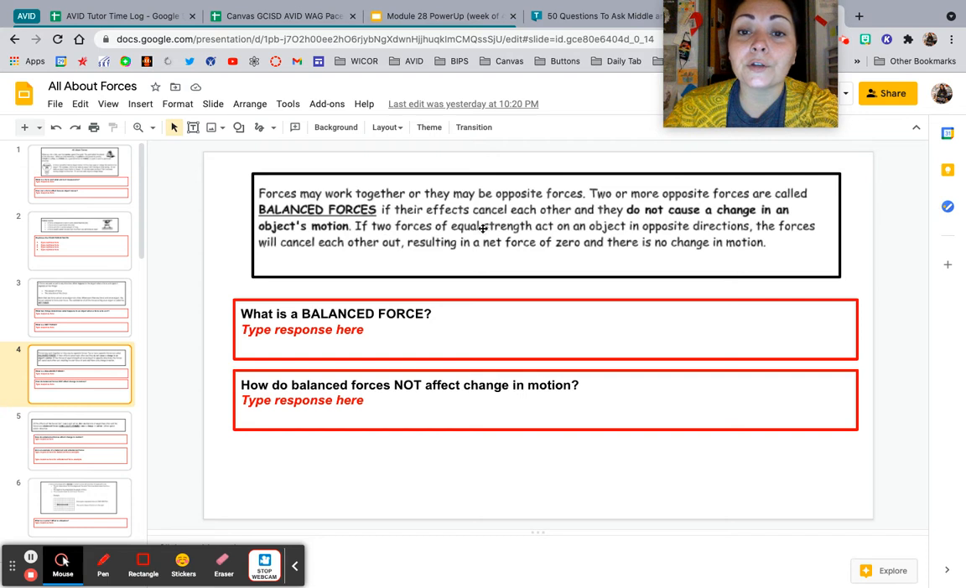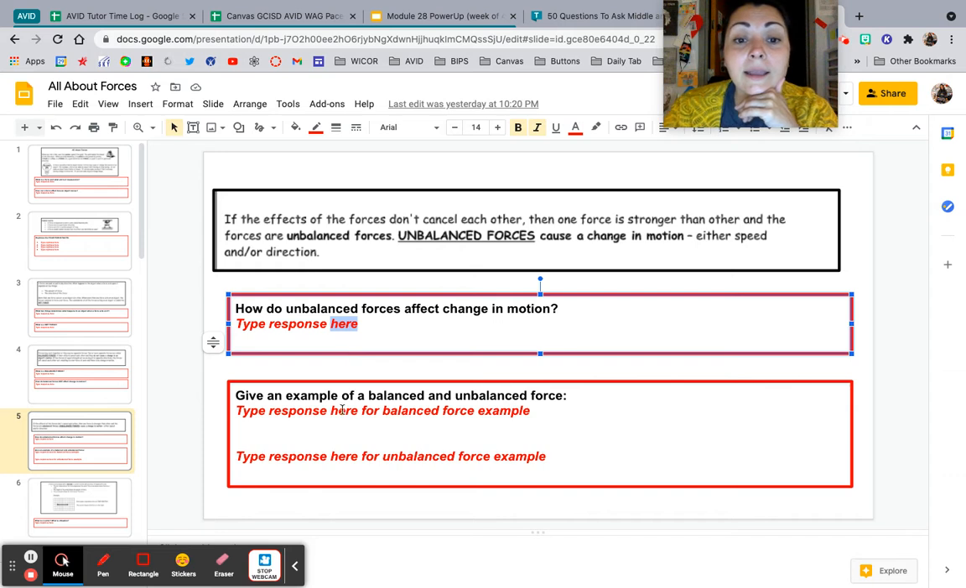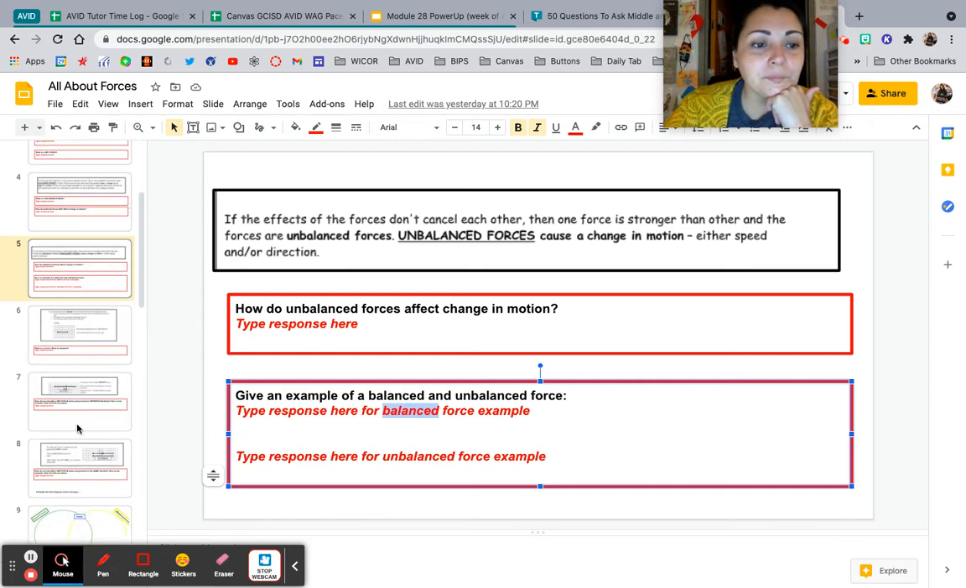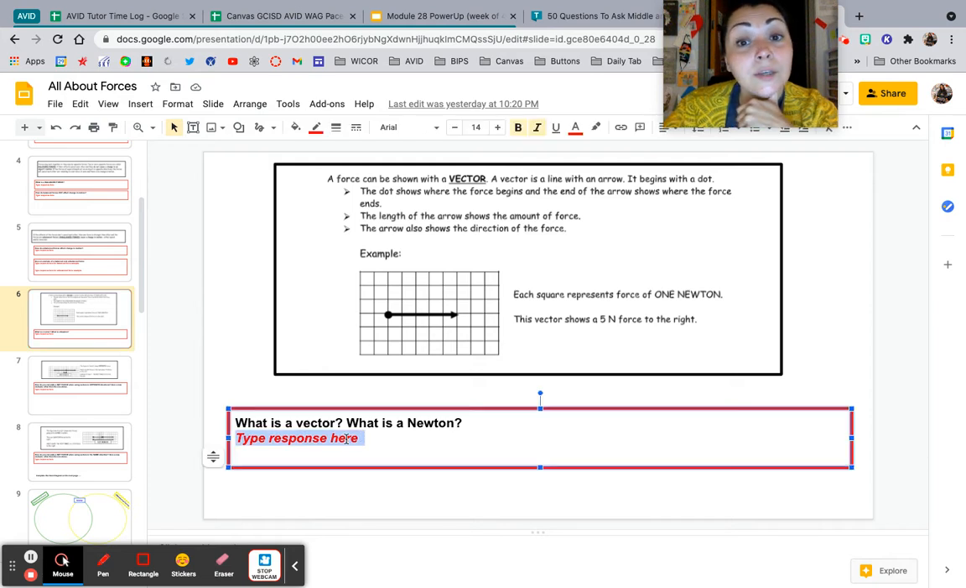Okay, slide 4, you're going to read about balanced forces, and you're going to tell me what a balanced force is and how balanced forces do not affect motion. So if the forces are balanced, how come that makes an object stay still? Then number 5, you're going to read about unbalanced forces, and tell me how unbalanced forces affect motion, and then give me an example of an unbalanced force here and a balanced force here. Okay, number 6, you are going to read this info about a vector and tell me what a vector is and what a newton is.